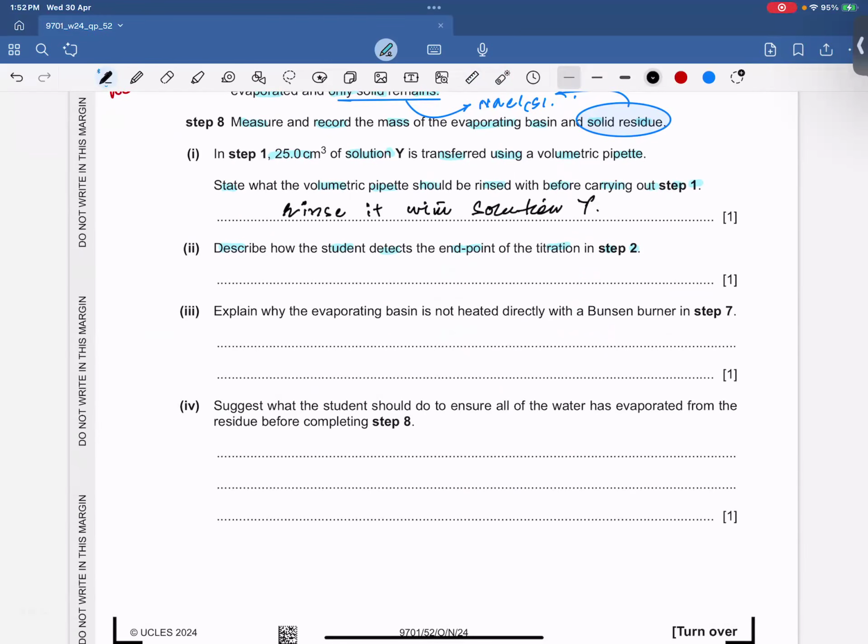Permanent color change is seen, that is from red to yellow.